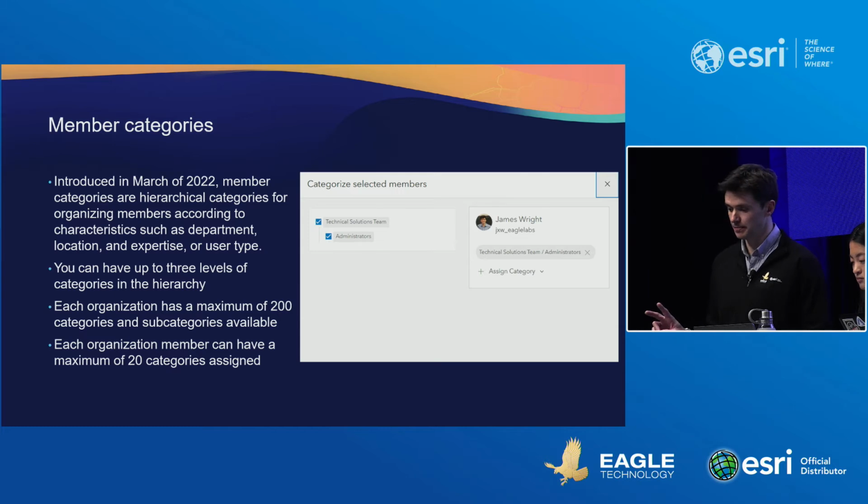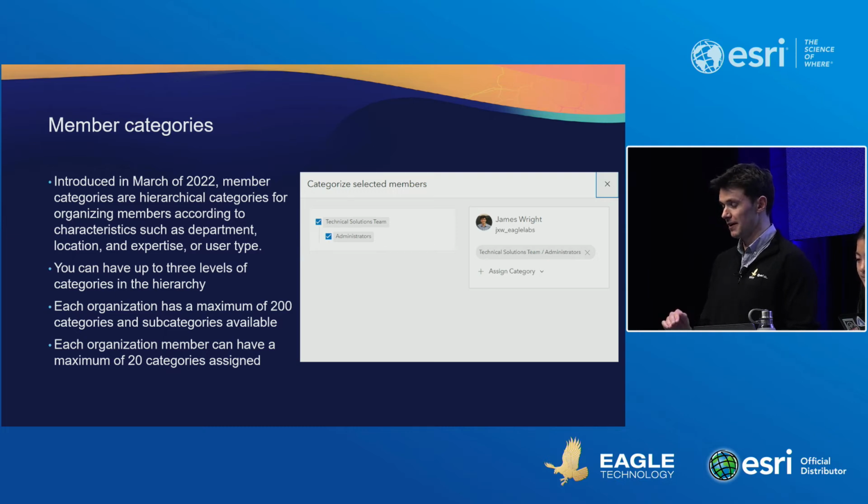Cool. Number 2, member categories. This was introduced in March of this year. Essentially, you can think of member categories as a way of setting hierarchies to groups of people. That could be, in this example, I've got my team, so technical solutions team. That groups all the technical solutions team into that category.